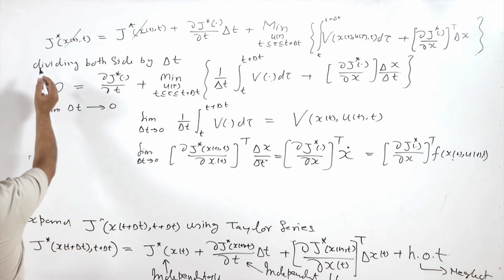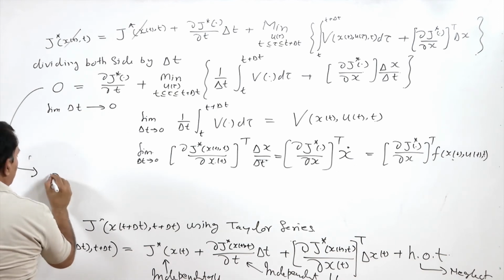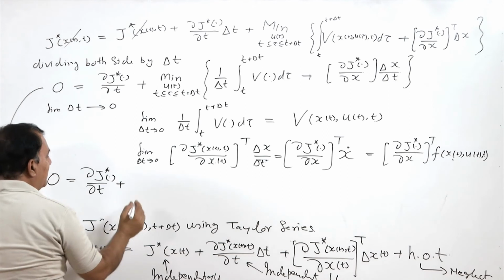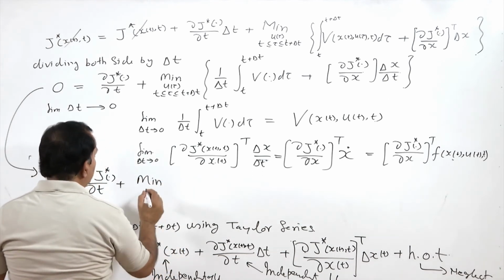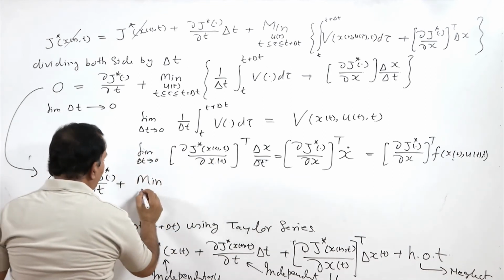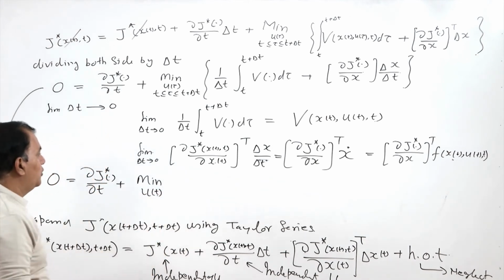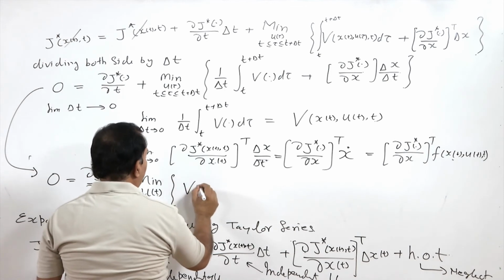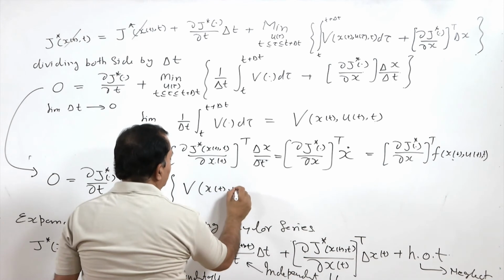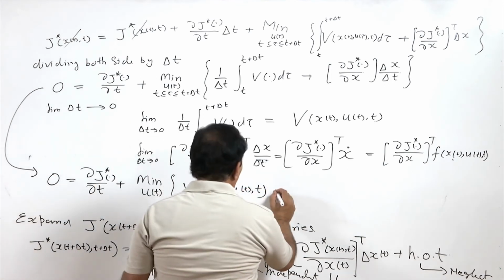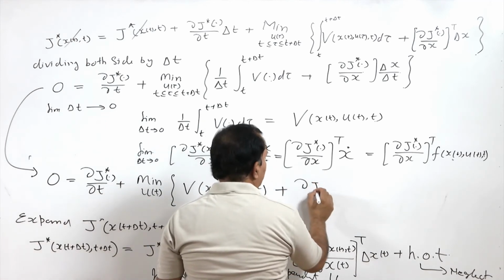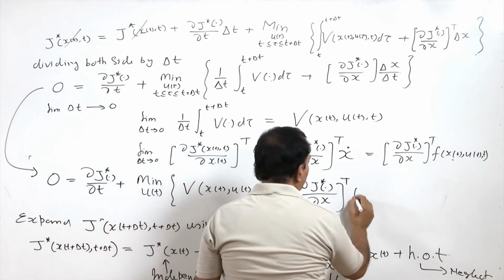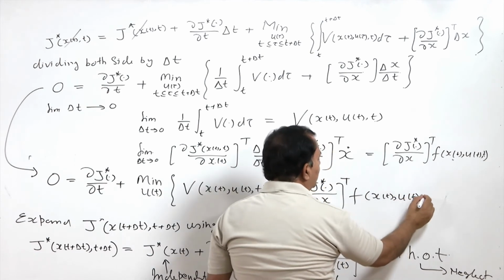So, my first term is replaced by this, and the second term can be replaced by the second expression. I can write this equation as 0 equals del j star by del t plus the minimum over u of: the first term, v of x, t, u, t, and the second term, del j star by del x transpose f of x, t, u, t.